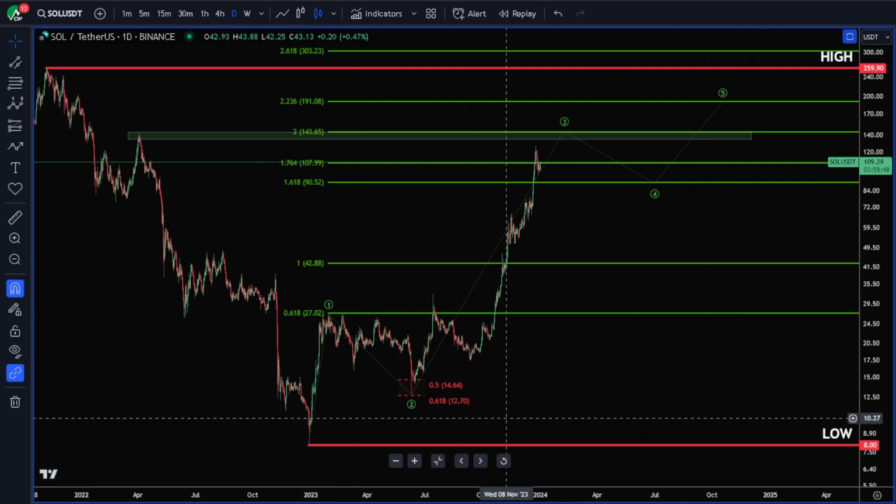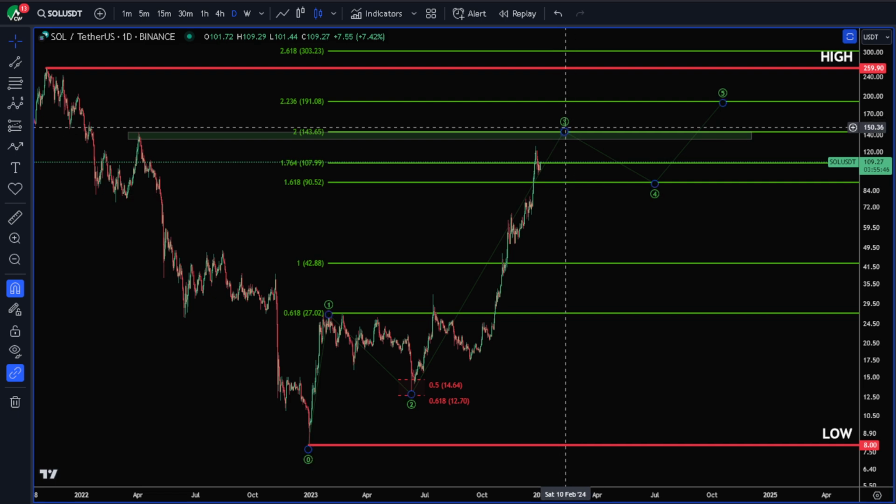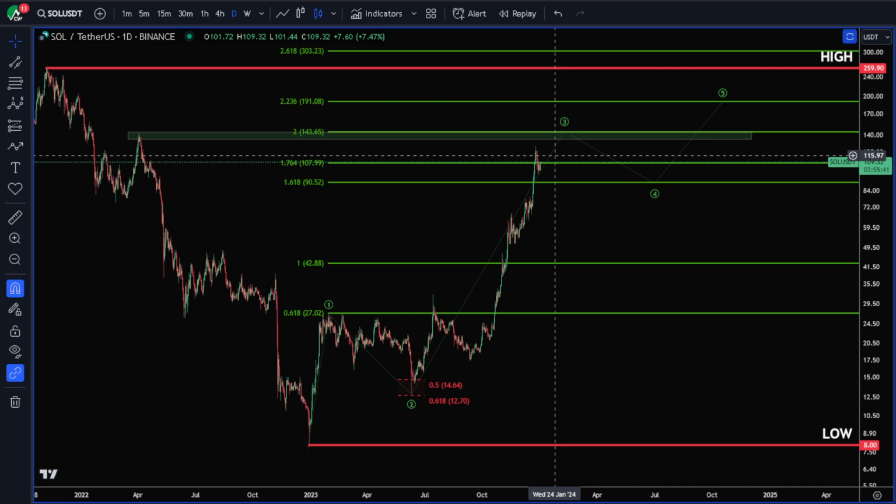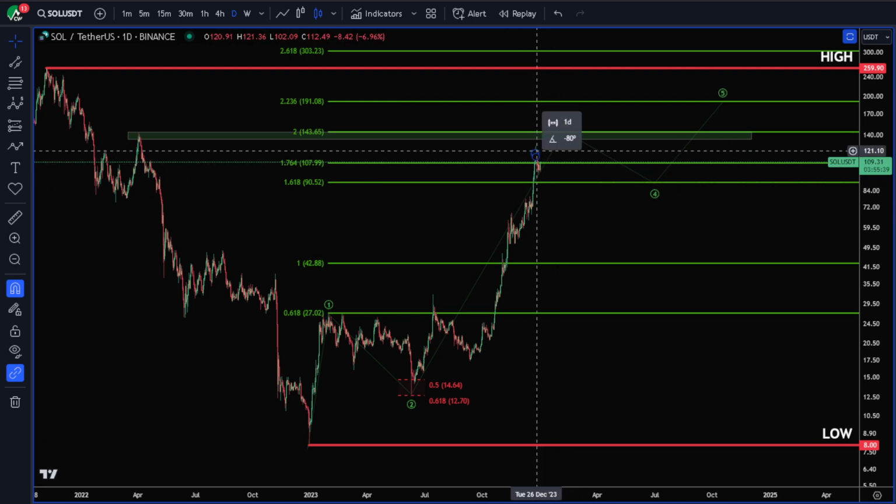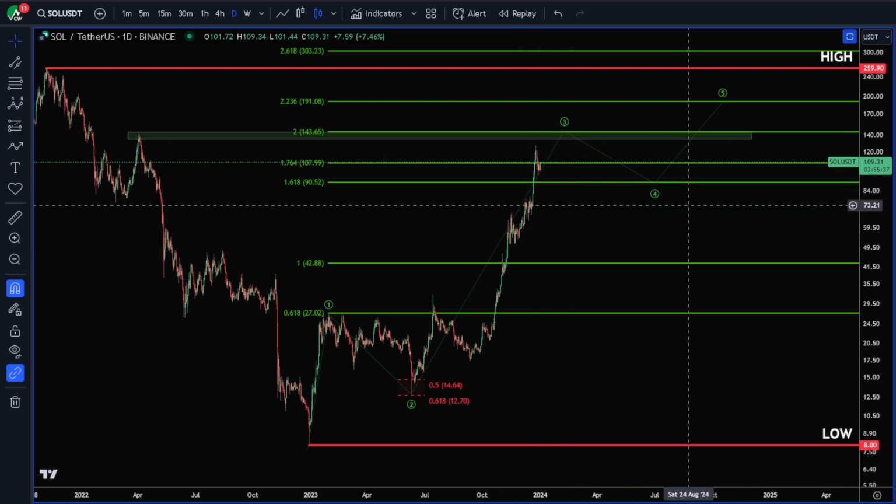I'm just going over the daily real quick. In the middle of a third wave, eventual targets are 140 because of these extensions. Original targets were between 90 and 108, but we've extended above that, so we have to adjust for that.